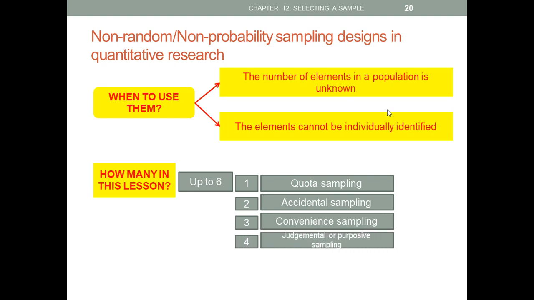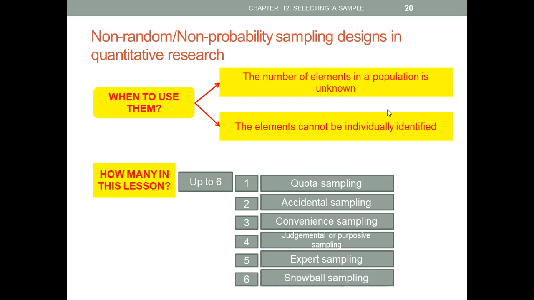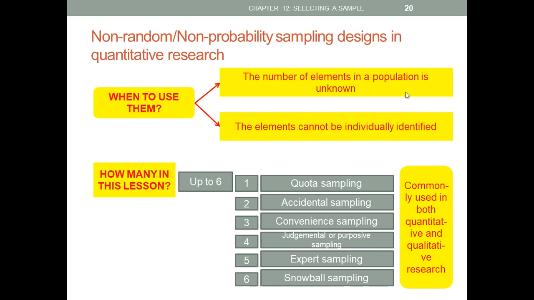Number four type of non-random sampling design is judgmental or purposive sampling. Number five is expert sampling. And the last but not least is snowball sampling. This is a big deal. There are 6 non-probability sampling designs. And these kinds of sampling designs are commonly used, okay?